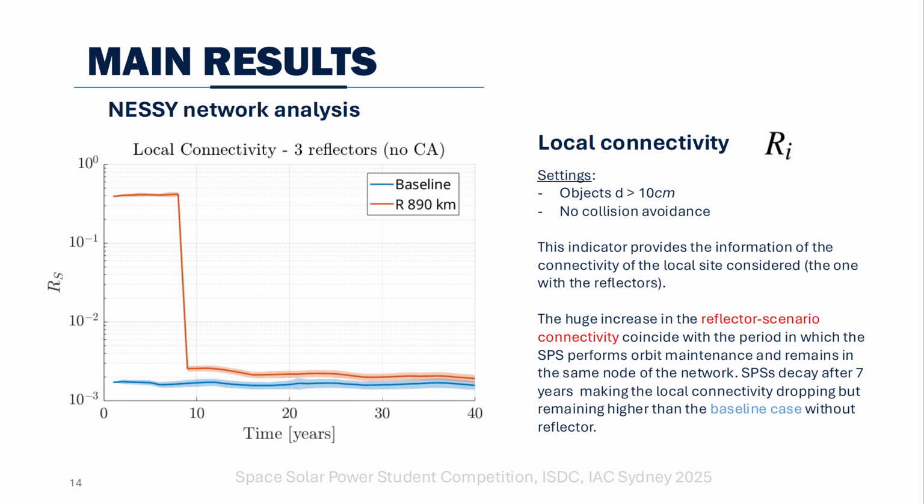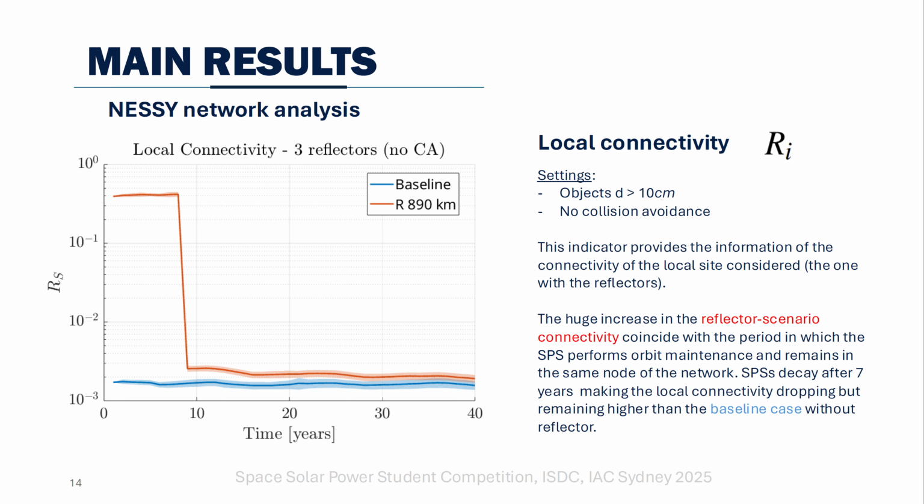But the local connectivity, here reported just for one of the three cases, is maybe more interesting because it gives the idea of the effects in that specific region. So in this case, the 800-kilometer region, where the local connectivity is very high at the beginning, then it goes back closer but still higher to the baseline case, always because of the fragmentation effect. So in this case, we can see the reflector as a kind of cleaning effect for the debris derived from the collision.